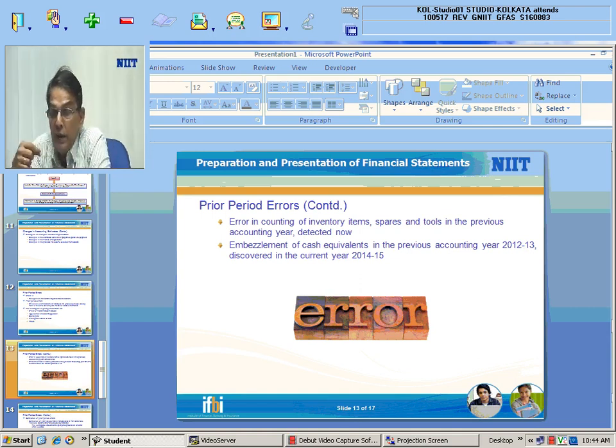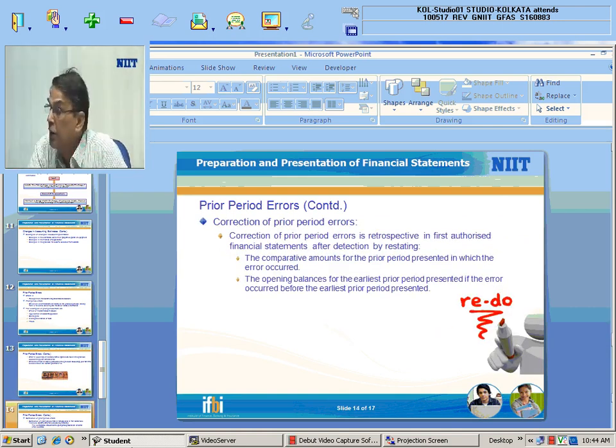Now, the opening balance for the earliest prior period presented, if the error occurred before the earliest prior period presented. So for 2014-15, the opening balance has to be restated after taking into account the error that has happened. 2014-15 is the earliest prior period presented, so in that year, the opening balance has to be restated.